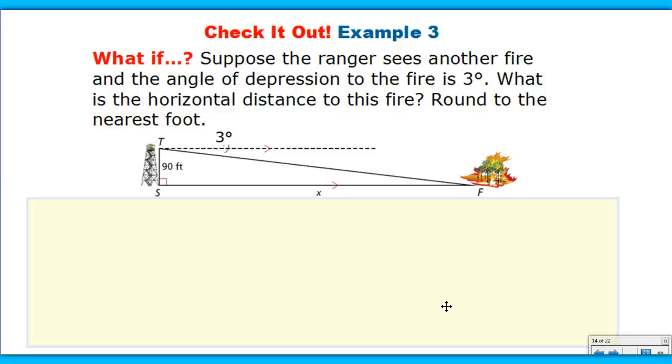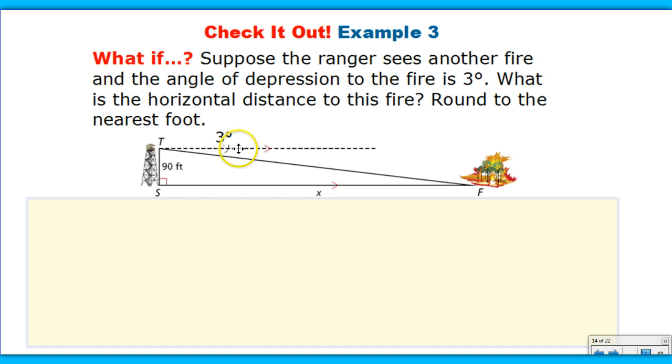Suppose the ranger sees another fire. Okay, this is a takeoff from an example in the book. But suppose that there's a ranger in a fire tower. They have these all over the Rockies, West Coast. They're in a lookout, spotting fires and then calling for help if they see them. So suppose a ranger sees a fire, and the angle of depression to the fire is 3 degrees. Here it is up here, 3 degrees. So what is the horizontal distance to this fire? Round to the nearest foot.